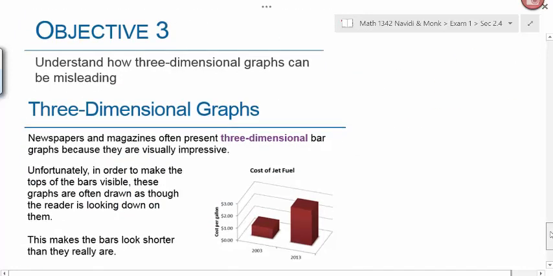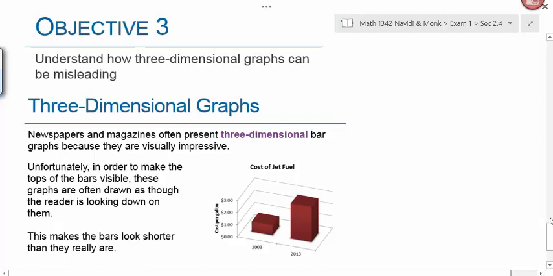Objective 3 is understanding how three-dimensional graphs can be misleading. Newspapers and magazines often present three-dimensional bar graphs because they're visually impressive. Unfortunately, in order to make the tops of the bars visible, these graphs are often drawn as though the reader is looking down on them. You can see the perspective here is looking down into a box. This makes the bars look shorter than they really are, and it's hard to get a good idea of what the author intended you to see.